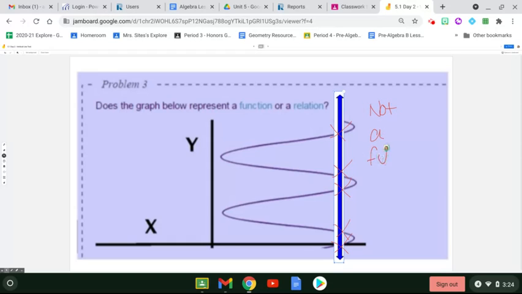And anytime we're saying it's not a function, it's just a relation. Remember, for something to be considered a function, every input has exactly one output, and it has to pass the vertical line test.